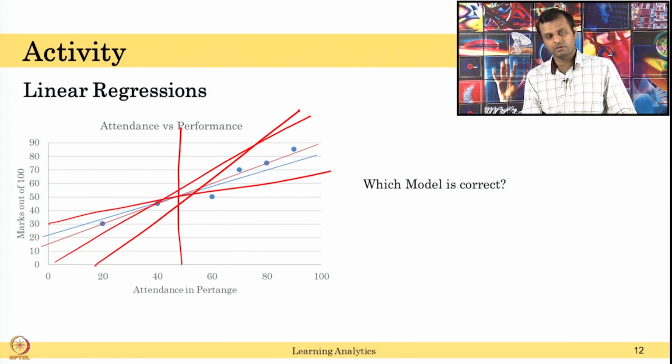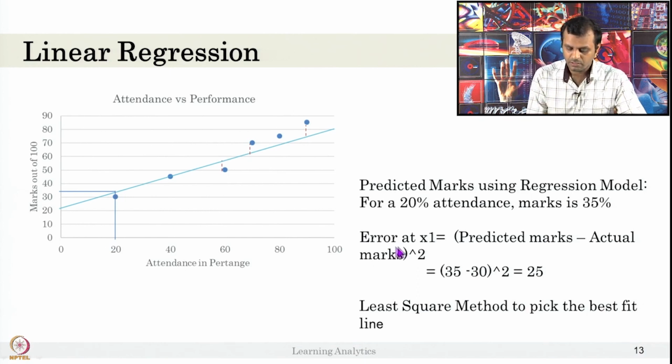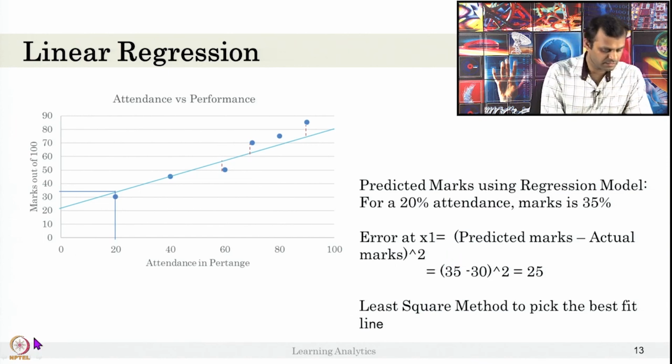This is the question. In order to do that, it is very simple. We have to look at the objective function. We have to pick the line which gives the least objective function, as we saw the objective function in our clustering example. Now we can say the objective function is the mean square error. Let us see how to compute the mean square error. The error is the predicted marks minus the actual marks, the square of that.